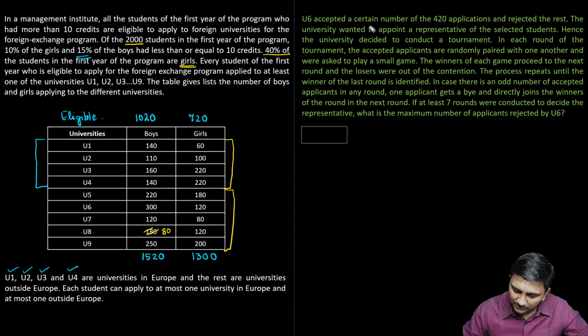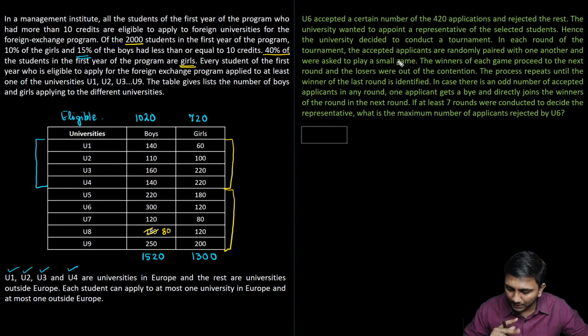U6 accepted a certain number of the 420 applications. You can see that there are 420 applications for U6 here. U6 accepted a certain number, so we don't know how many they accepted, a certain number of the 420 applications and rejected the rest. The university wanted to appoint a representative of the selected students. Hence, the university decided to conduct a tournament. In each round of the tournament, the accepted applicants are randomly paired with one another and were asked to play a small game. So they are going to be paired randomly.